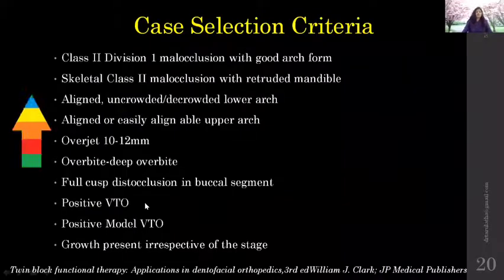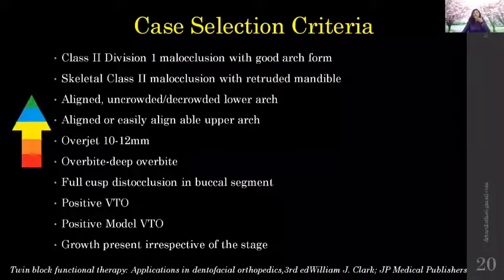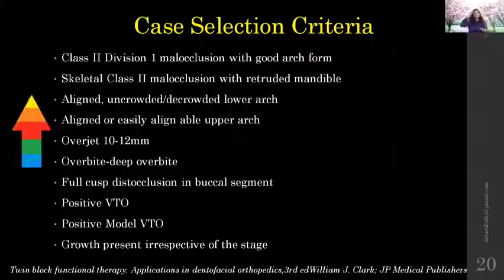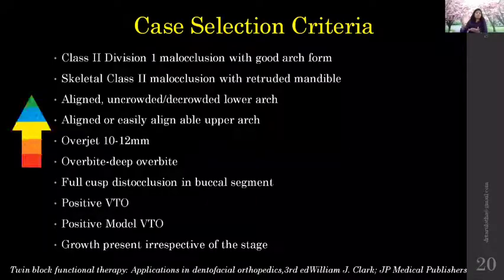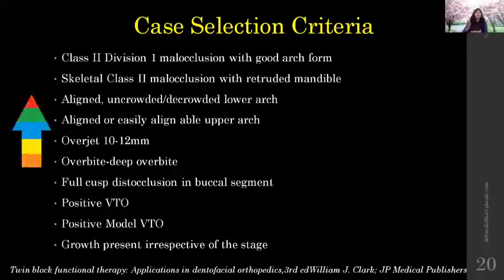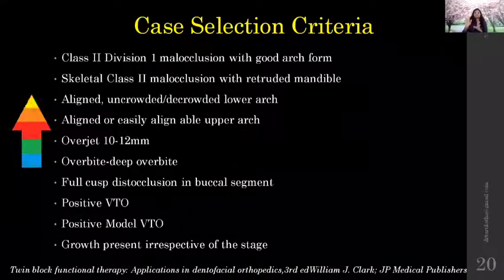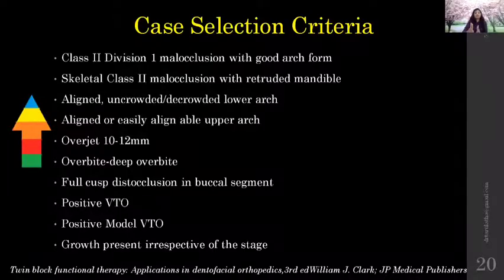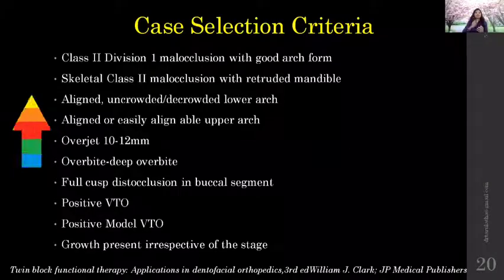So where do I give this appliance? It has to be given particularly in class 2 division 1 skeletal malocclusions with a retruded mandible. We have to keep in mind the retruded mandible. It can also be given in class 2 division 2 malocclusion and class 3 malocclusion. Any malocclusion will do. But the thing is, you should be dealing with a problem with the mandible, not with the maxilla. If the problem is with the mandible, yes, of course, you can correct it.